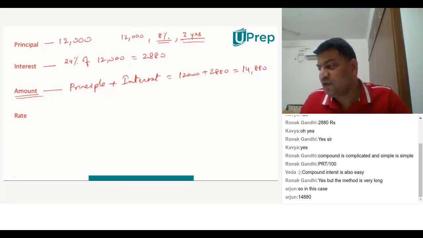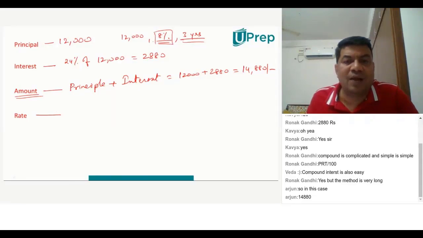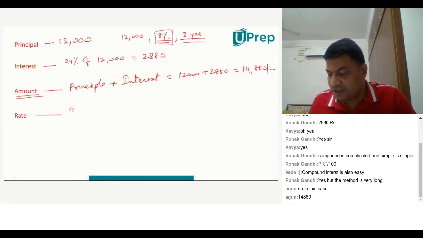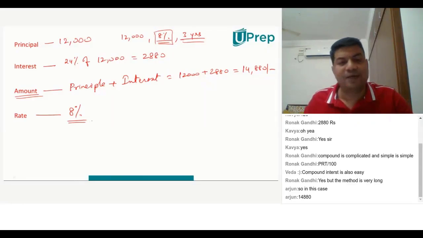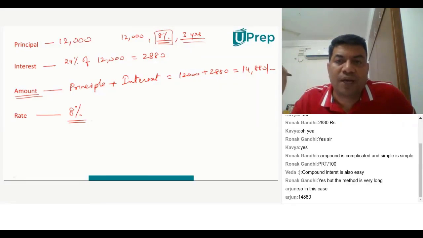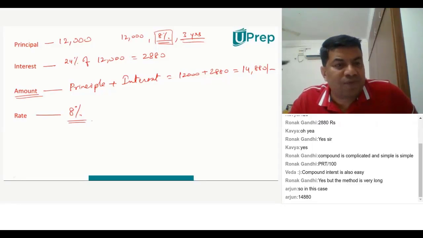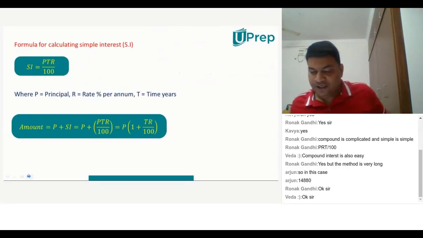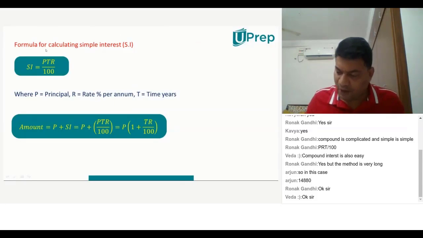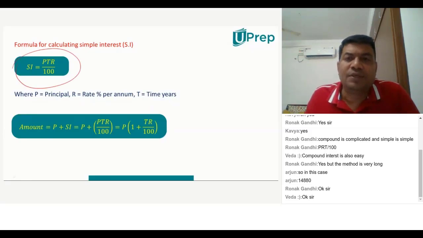Correct. Absolutely right. Now coming to rate, the rate is nothing but the annual rate of interest that we are talking about. In this case, it is 8%. So that's the rate at which you will be calculating. So the percentage for every 100, that's your rate. For every 100 rupees, you're paying 8% interest. For 12,000 also, you calculate the same way. So that's a fundamental basic definition. Here is your formula for calculating simple interest. Simple interest is PTR by 100. That's how the formula is taught in school.